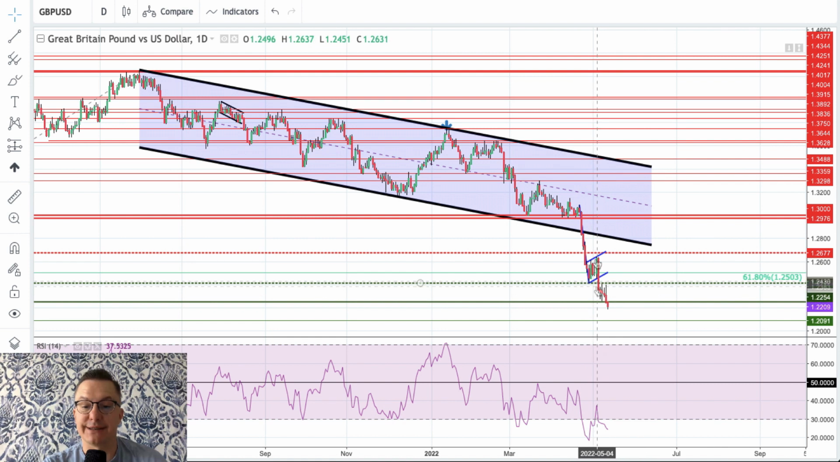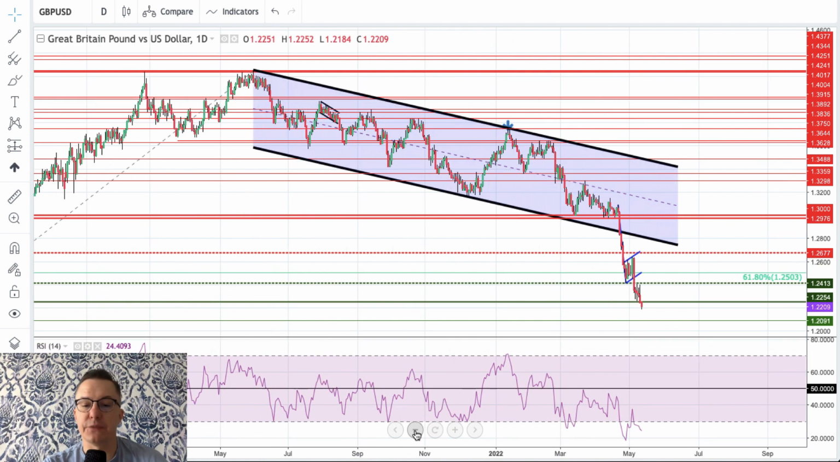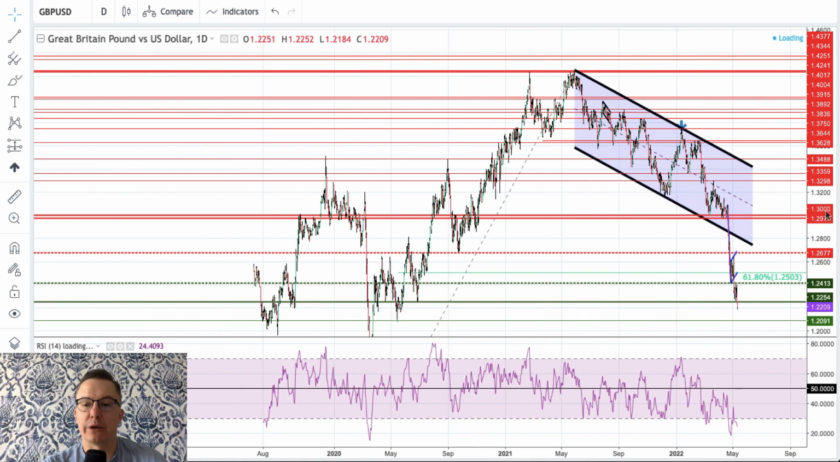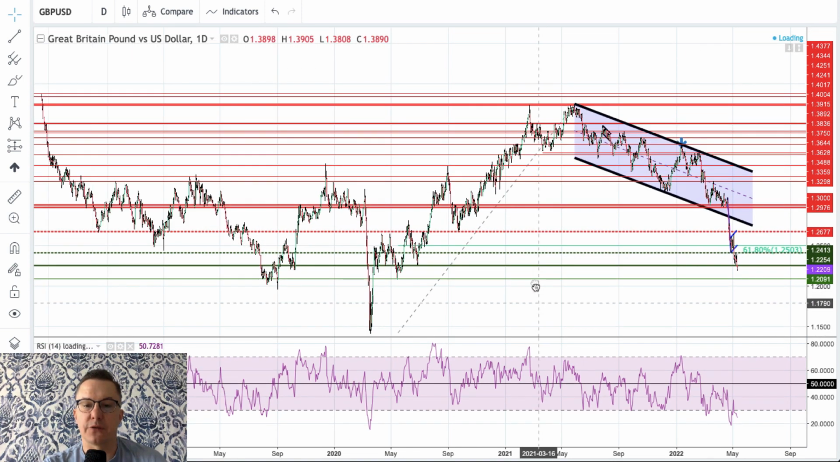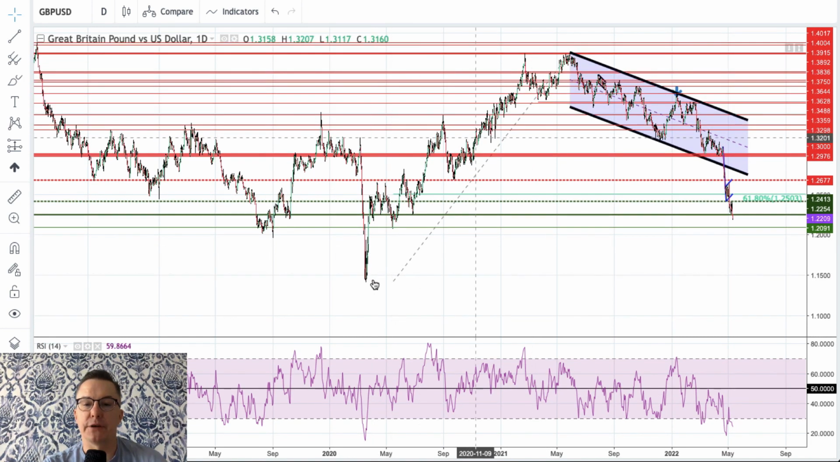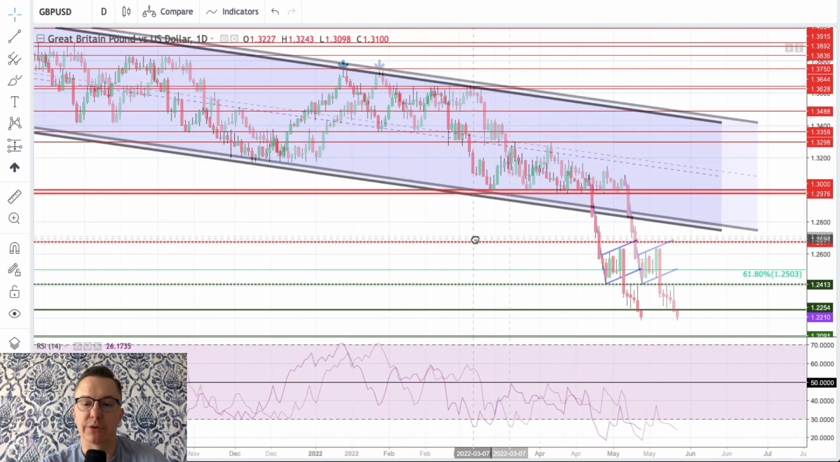And recently, as you can see, we have the red waterfall, and this red waterfall has broken below 61% of the Fibonacci retracement, 1.2503. This Fibonacci retracement, let me just quickly remind you, is the retracement of the whole post-COVID rally. So next target was 1.2254, broken already.